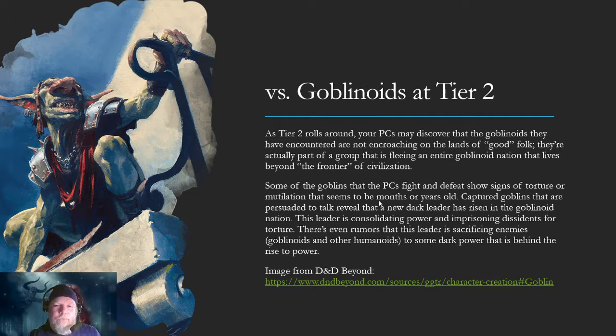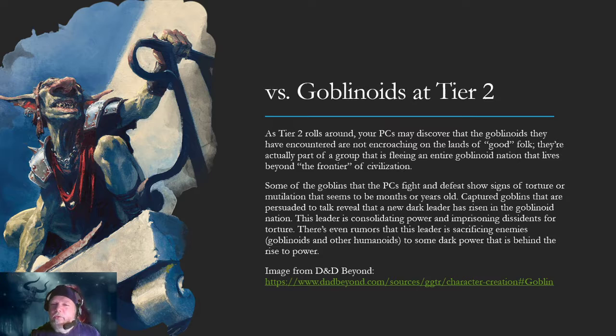As tier 2 rolls around, your PCs may start to discover the goblinoids they are encountering are not intentionally encroaching on the lands of the good folk in the civilized lands. They're actually part of a group of goblins that's fleeing an entire goblinoid nation that lives beyond the frontier of civilization. Oh, an entire nation of goblinoids? Oh, wait a minute. How did that happen? Where did they come from?